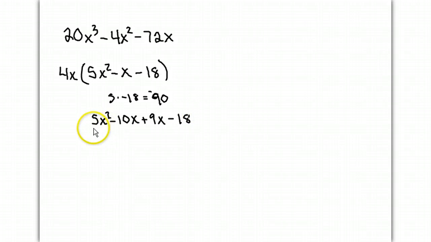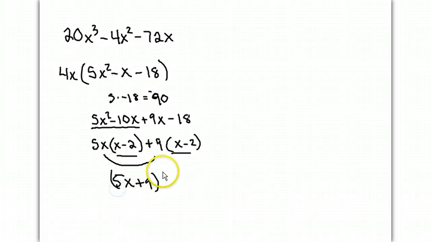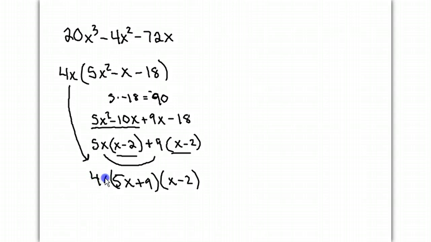And so I do my factoring by grouping. What can I pull out of the first one? I can pull a 5 and an x out. When I pull a 5 and an x out, I'm left with x minus 2. And then when I look at this one, they both have 9 in common, so I pull out a 9 and I'm left with an x minus 2. Because these match, I can put these together and I have 5x plus 9 in one parenthesis and the x minus 2 in the other. And don't forget that you have 4x sitting on the outside, so you bring that down and this will be your final answer.